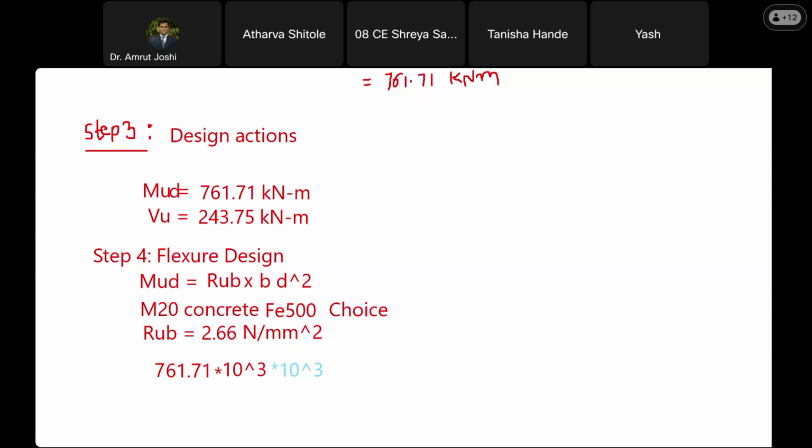So this becomes equal to 761.71 into 10 power 6. 10 power 3 into 10 power 3 is not 10 power 9. By the law of indices, 761.71 into 10 power 3 into 10 power 3 is 761.71 into 10 power 6. Now this value is in Newton mm. Happy? Yes, sir. This needs to be equated to RUB into BD square. So what is RUB? 2.66. Happy? Yes, sir. And now I have to make a choice of B. Typically, what is the width of beam that we encountered? It is somewhere close to 230 mm.